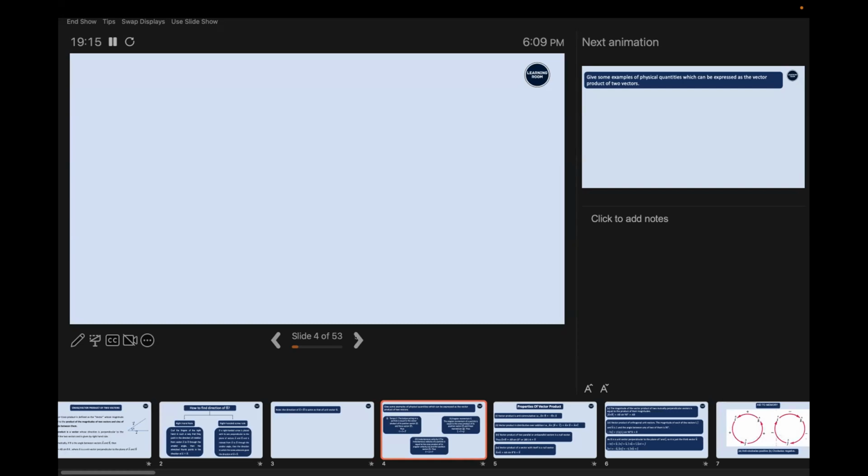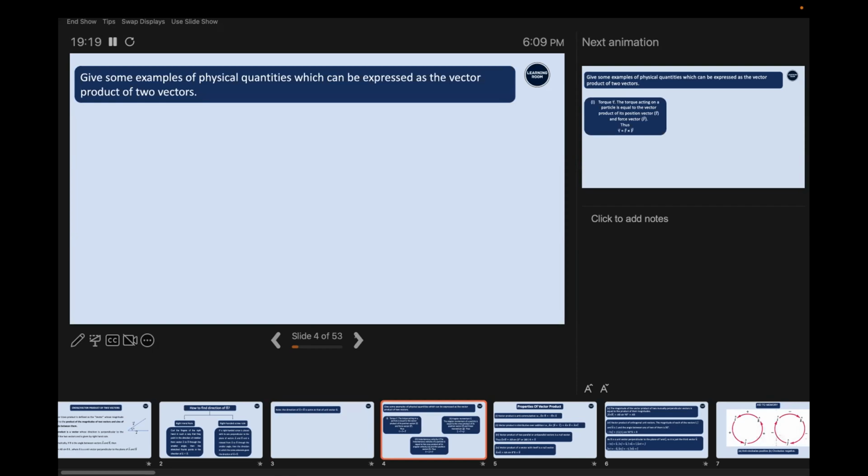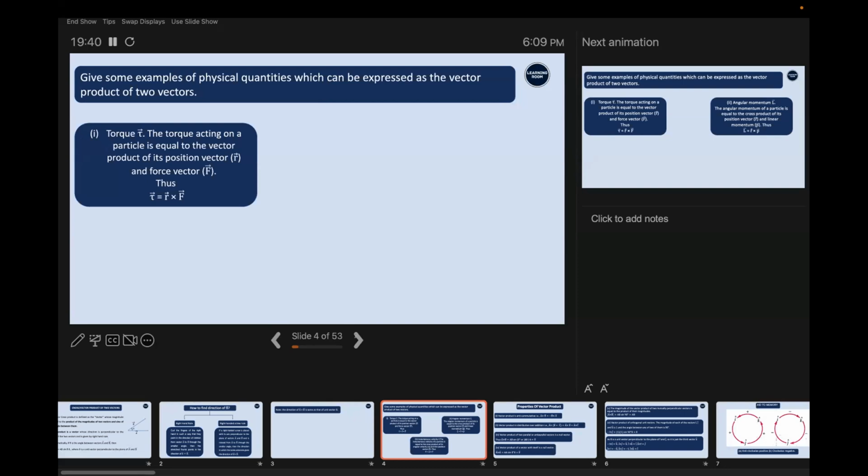So next we are going to discuss some physical quantities which can be expressed as the vector product of two other vectors. Till now we were discussing different kinds of vectors as A vector and B vector, but these can be any two vectors which represent a physical quantity, of which the first one that we can think of is a physical quantity called torque.